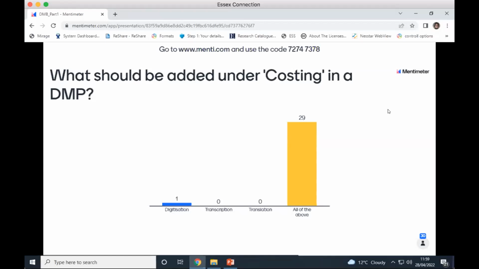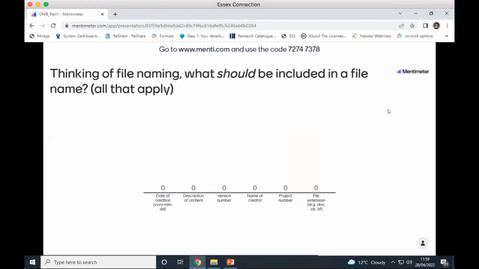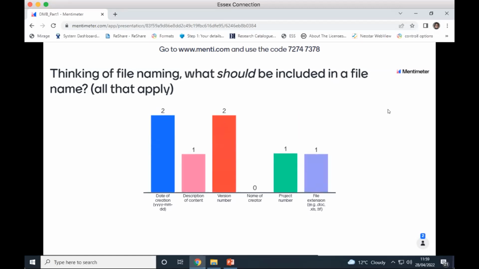Okay, thinking of file naming, what should be included in a file name? So we have the date of creation, description of content, we have version number, name of creator, project number, and file extension. And you can tick all that applies here.